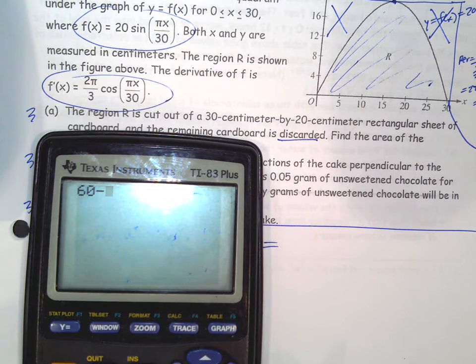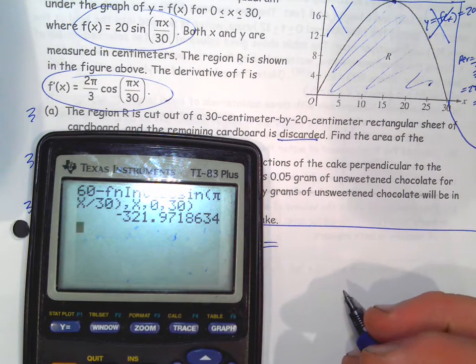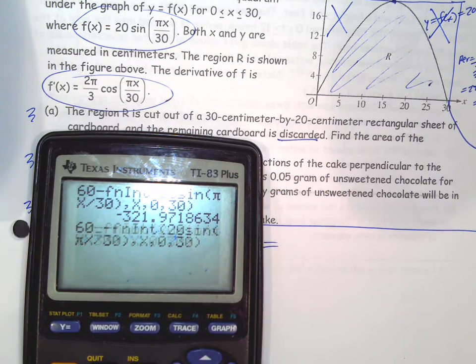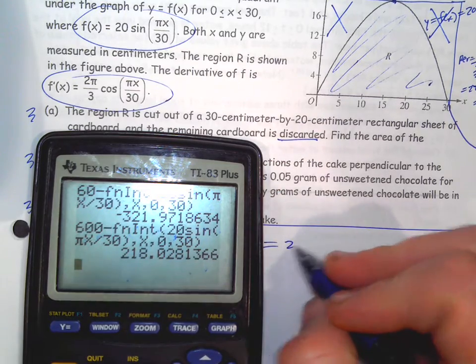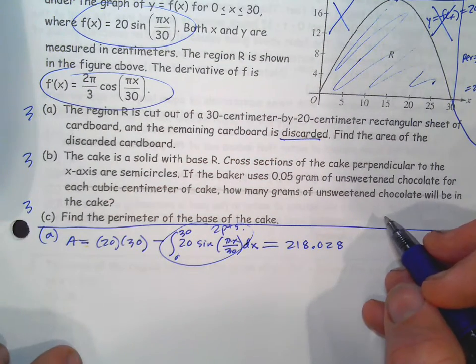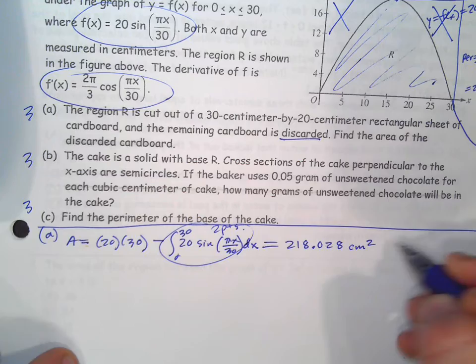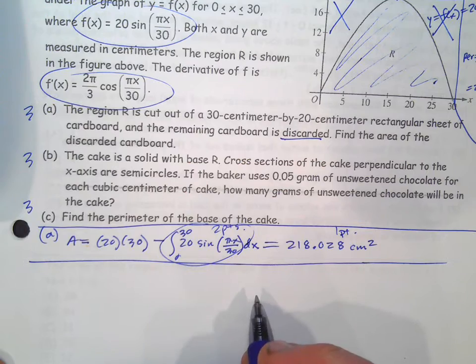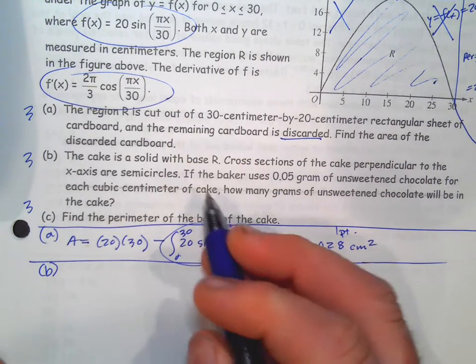So if we do 60 minus math 9, 20 sine(pi x divided by 30), comma x, comma 0, comma 30. Ooh, that doesn't make sense. Oh, it should be 600. So I'm going to insert 600. It doesn't make sense to get a negative area. Okay, so are there any units? Centimeters squared, it's area. So the answer is a point. That's the discarded area.